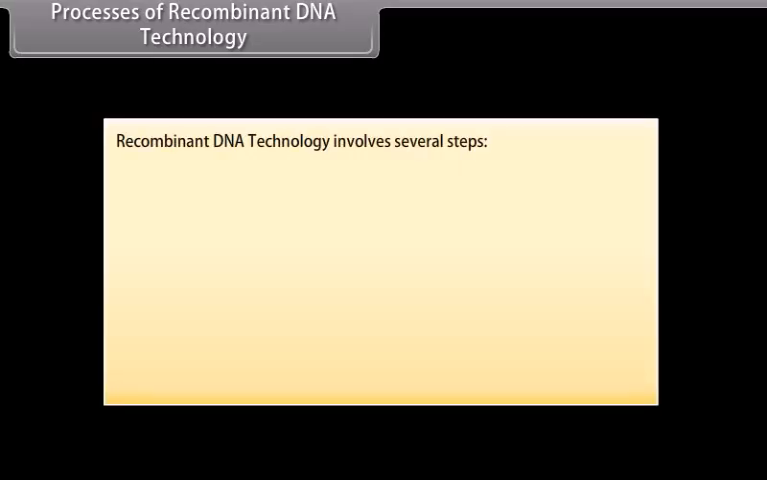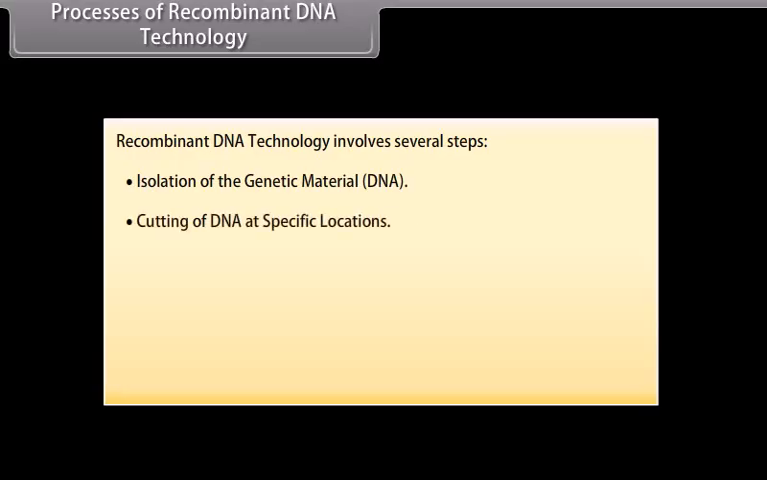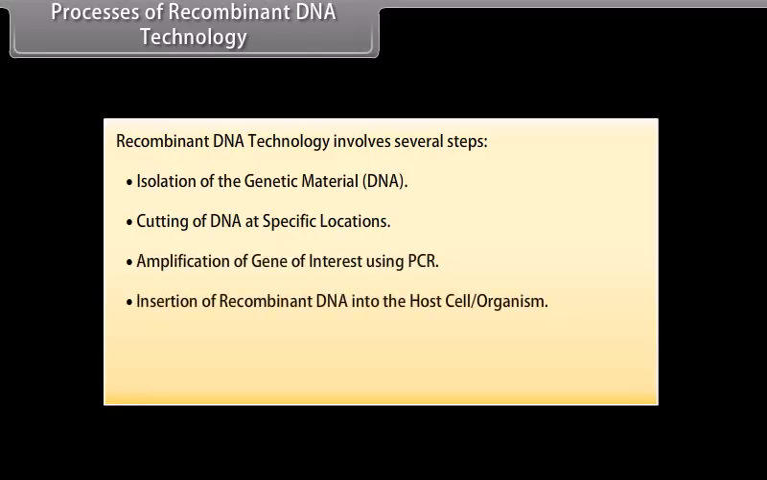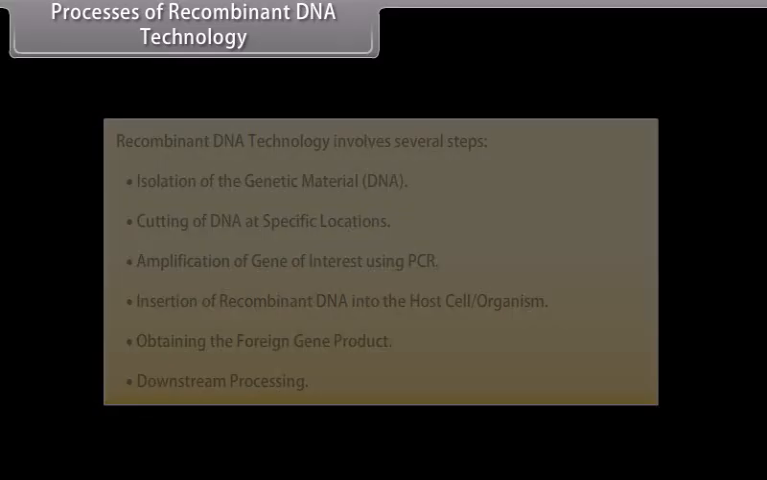Processes of recombinant DNA technology. Recombinant DNA technology involves several steps: isolation of the genetic material, DNA; cutting of DNA at specific locations; amplification of the gene of interest using PCR; insertion of recombinant DNA into the host organism; obtaining the foreign gene product; and downstream processing.